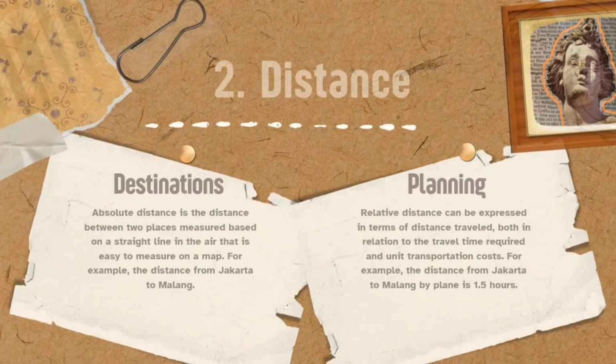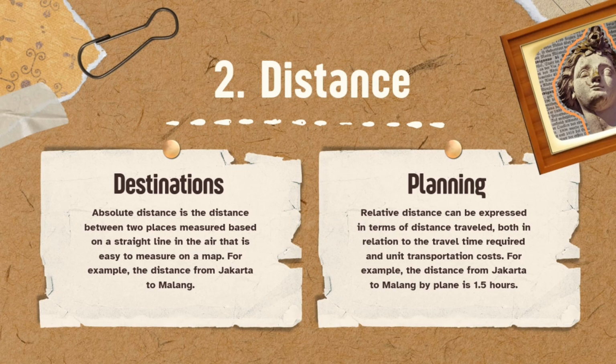Distance. Distance is the space that connects two locations or two objects. The concept of distance is divided into two, namely absolute distance and relative distance. Absolute distance is the distance between two places measured based on a straight line in the air that is easy to measure on a map. For example, the distance from Jakarta to Malang.